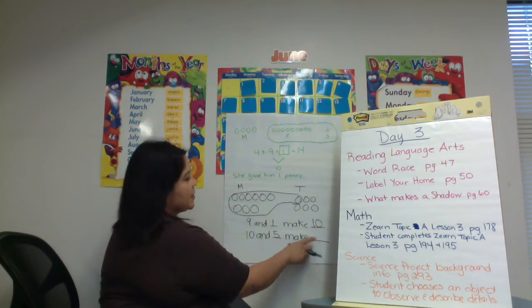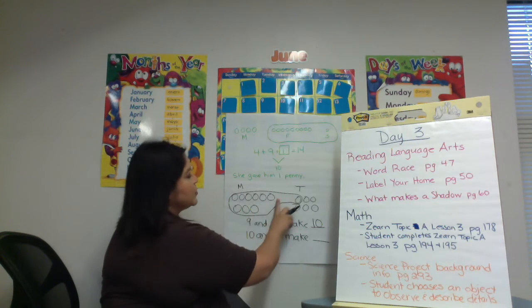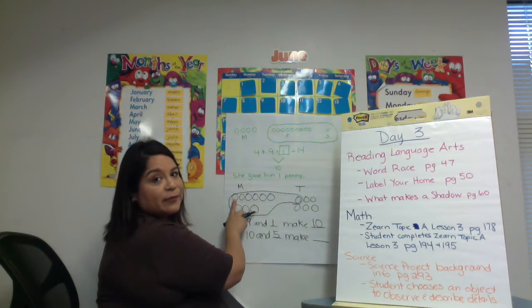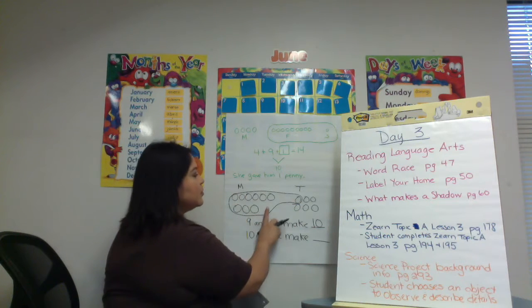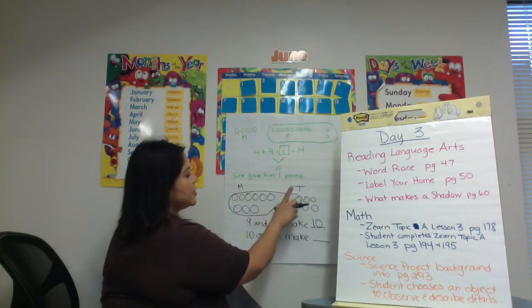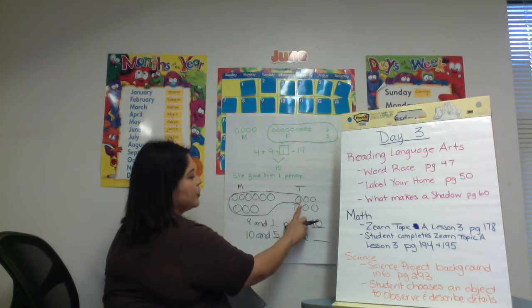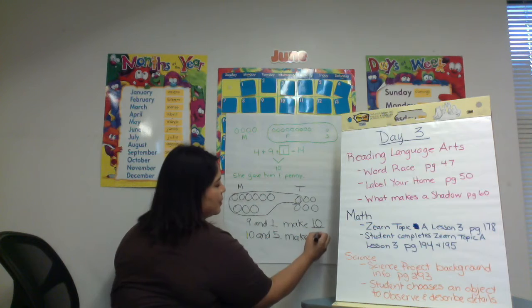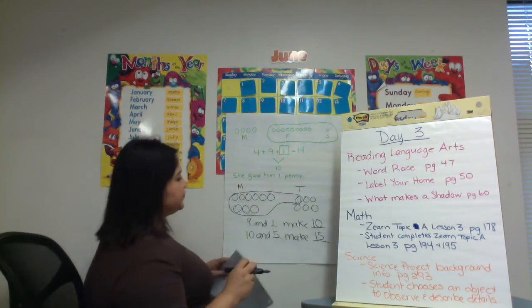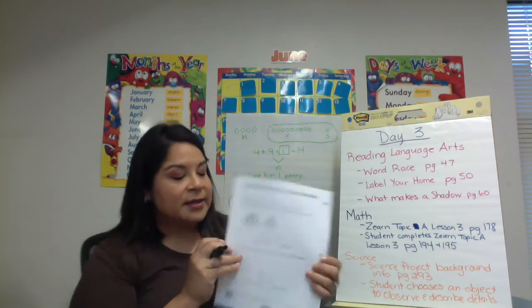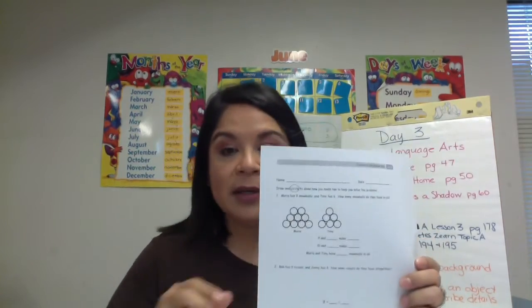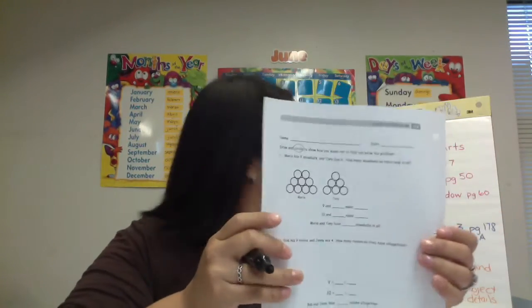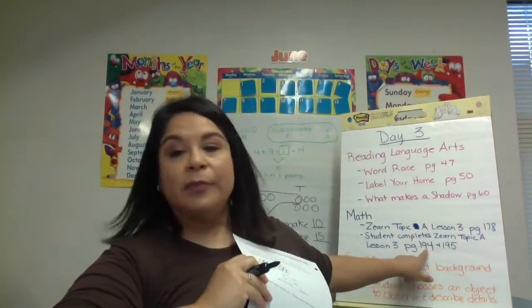Make what? So remember, the whole point of doing this is so you won't have to start from the very beginning. So we already know that there's 10 circled. So it's 10, 11, 12, 13, 14, 15. So 10 and 5 make 15. Okay, so that was number 1 on page 194, right?